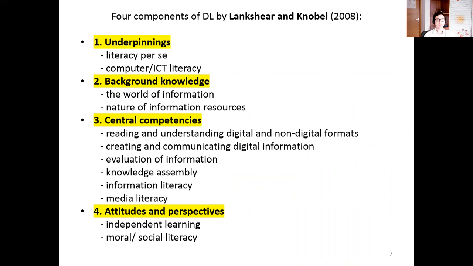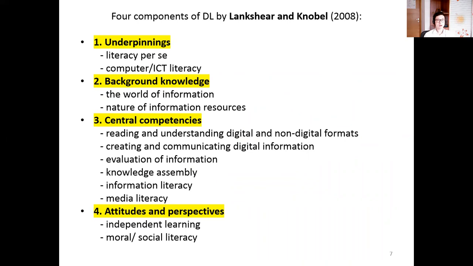First, underpinnings, literacy per se. We have talked about that, right? Literacy means the ability to read and write. It also involves computer and information and communications technology literacy.